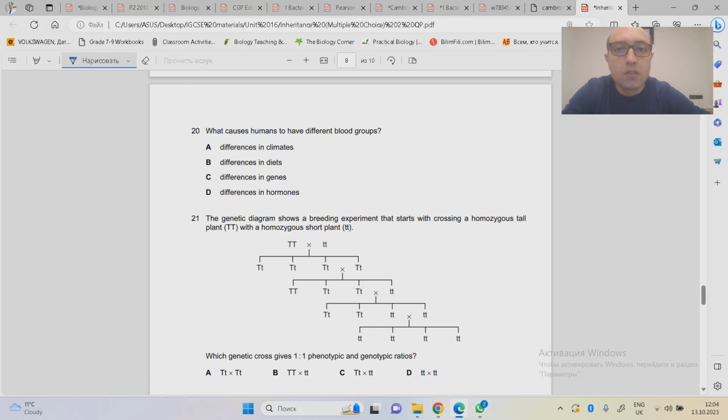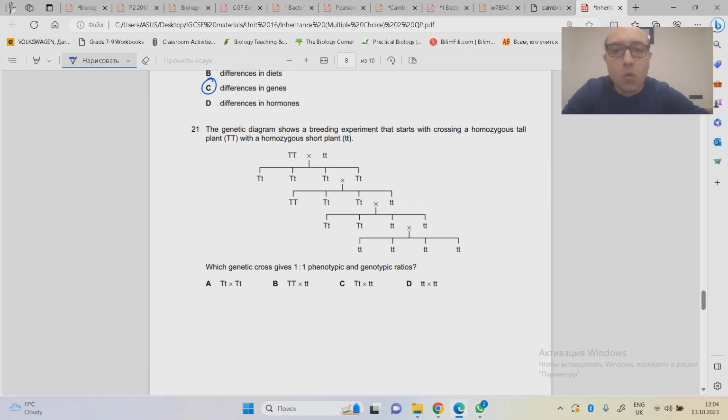What causes humans to have different blood groups, guys? Of course, blood groups are related with genetics, let's see. What genetic cross gives 1-to-1 phenotypic and genotypic ratio? So 1-to-1, guys, look, A gives you 3-to-1.